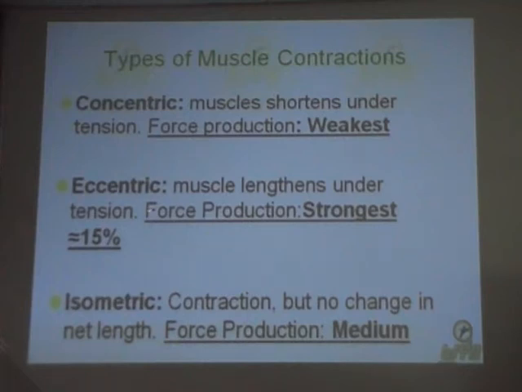This will work generally against gravity. Hence we are 15% stronger here to help cope with the extra force we're working against, because this is our decelerative muscle contraction. Isometric, iso meaning same, metric meaning length. No change in net length, but there is a contraction. A static contraction here.